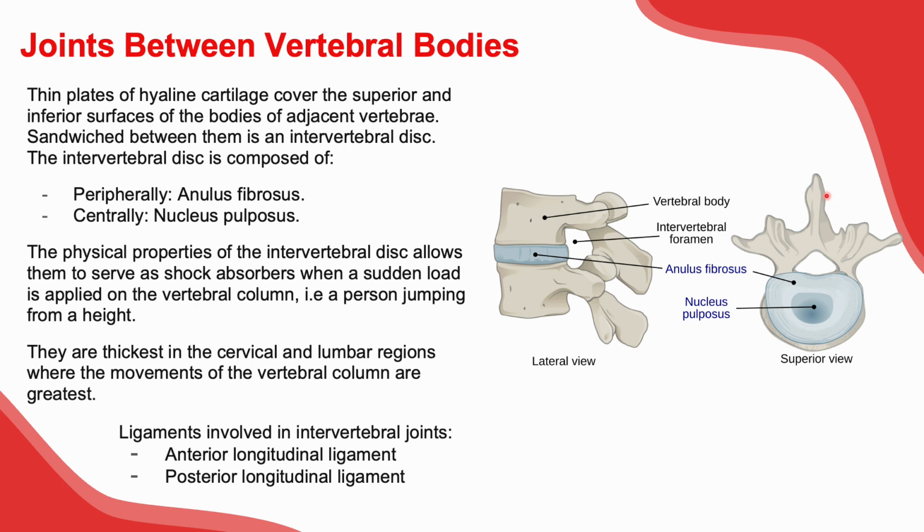The ligaments that are involved in the intervertebral joints are the anterior longitudinal ligament and posterior longitudinal ligament. The anterior longitudinal ligament is found here, and the posterior longitudinal ligament is found right here.